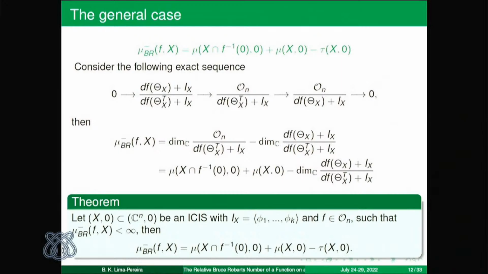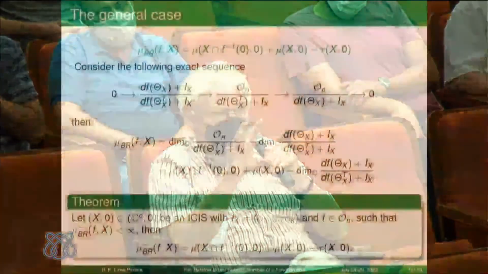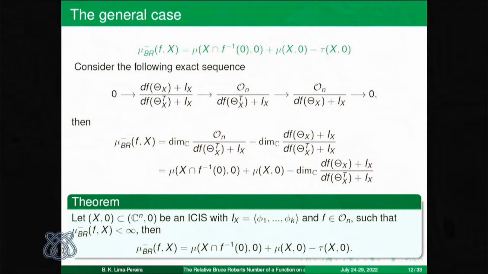Okay, so the relative Bruce-Roberts number is equal to the co-length of the module that you get by augmenting the partials of X with the partials of f, minus the Tjurina number of X, which is the co-length of the Jacobian module of X inside O_X,p. So the relative Bruce-Roberts number is the difference of two co-lengths.